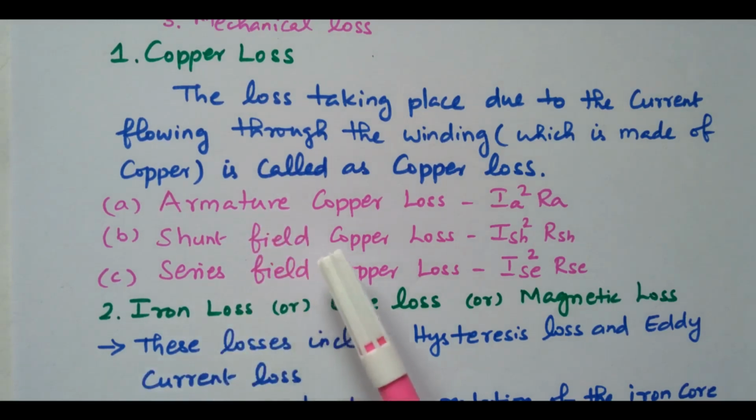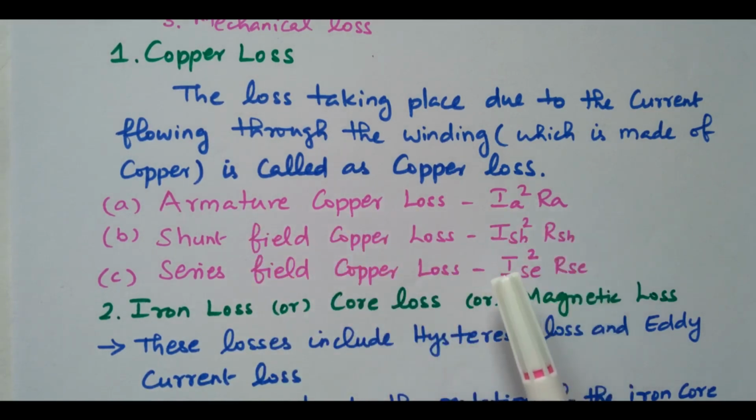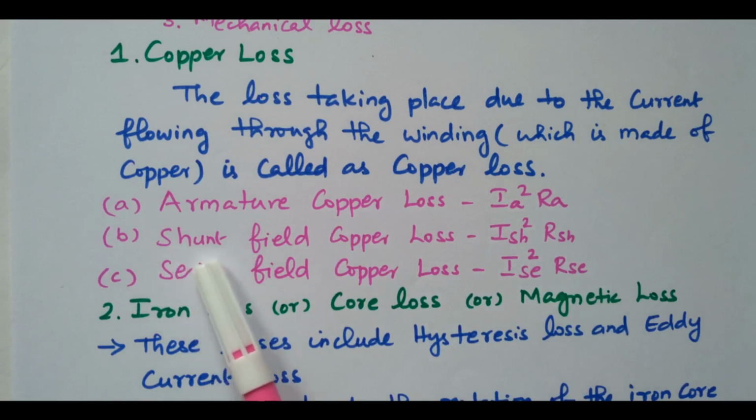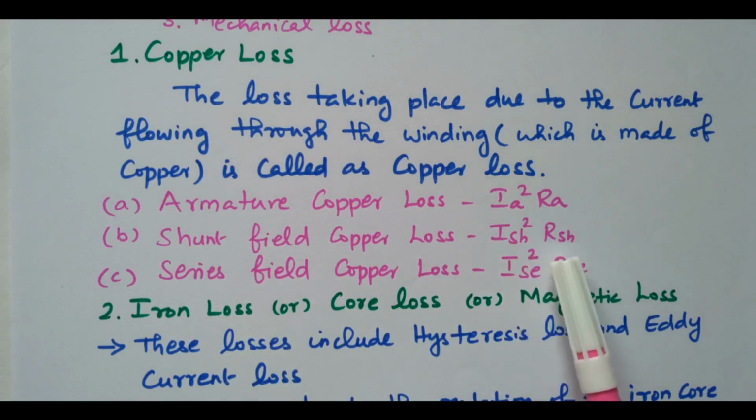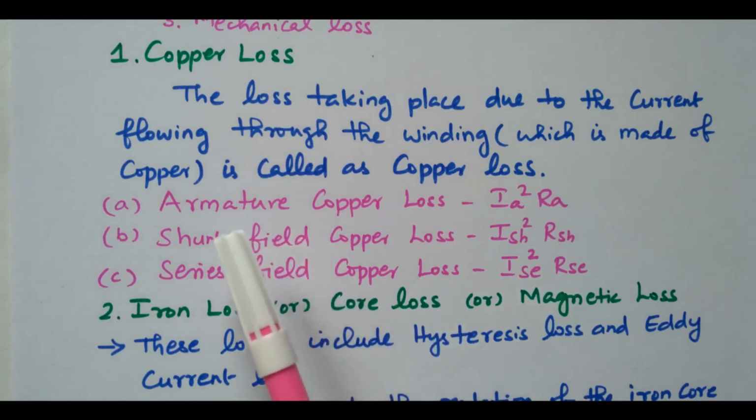The loss in the armature is called the armature copper loss, Ia square into Ra. The loss in the shunt field copper is the shunt field copper loss, Ish square into Rsh. The loss in the series field is called the series field copper loss, Isc square into Rs, right? The copper is available in both the rotating part as well as the stationary part, so there are three different types: armature copper loss, shunt field copper loss, or series field copper loss.